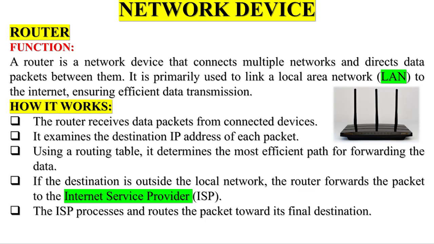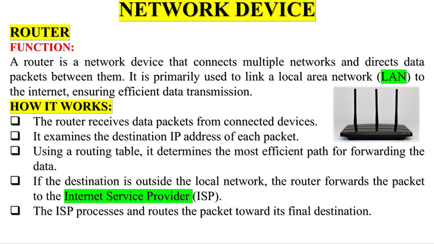1. Router. Function: A router is a network device that connects multiple networks and directs data packets between them. It is primarily used to link a local area network, LAN, to the internet, ensuring efficient data transmission.